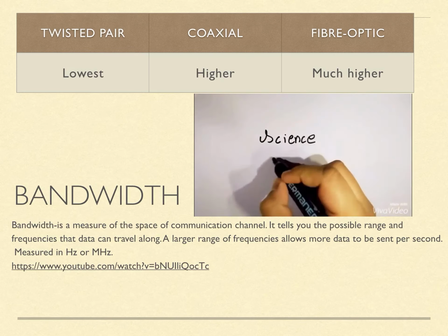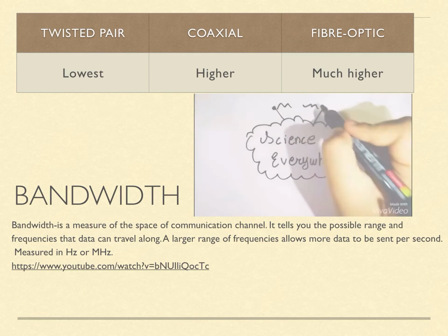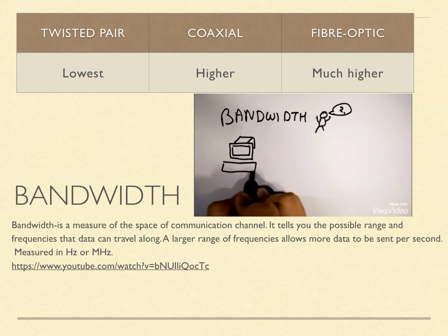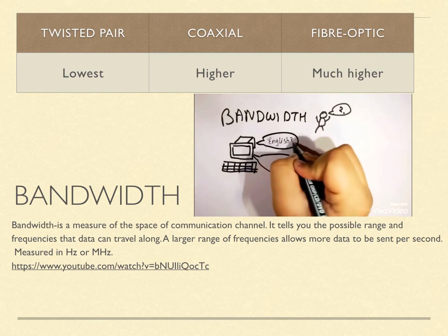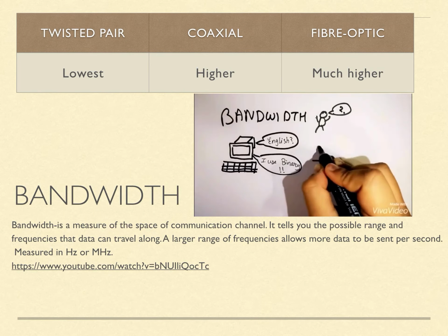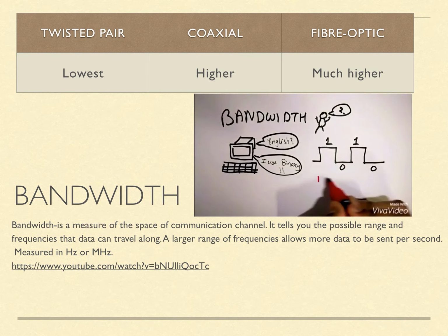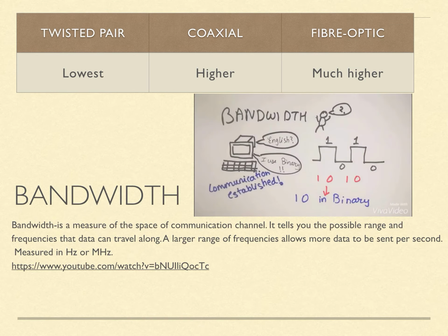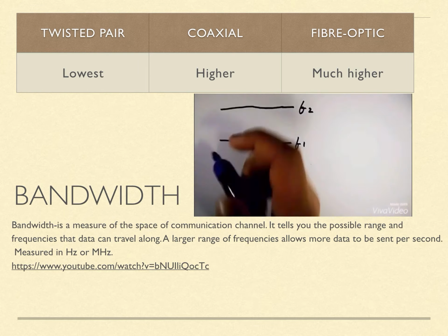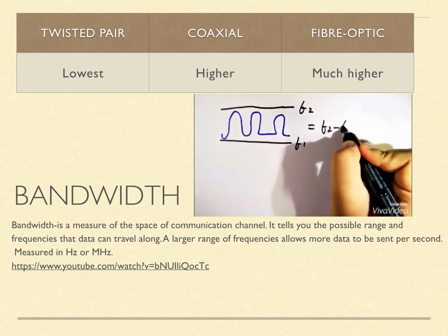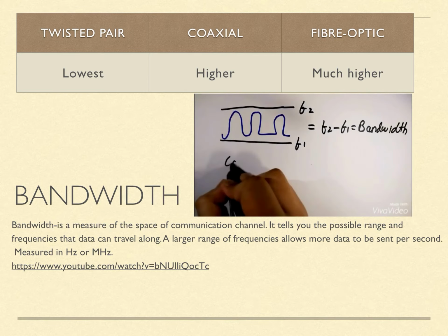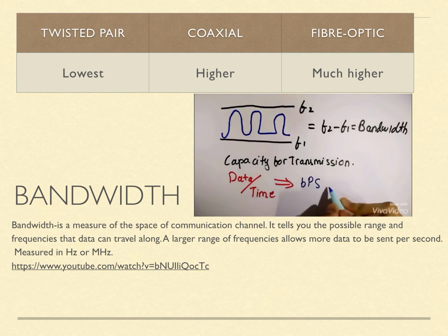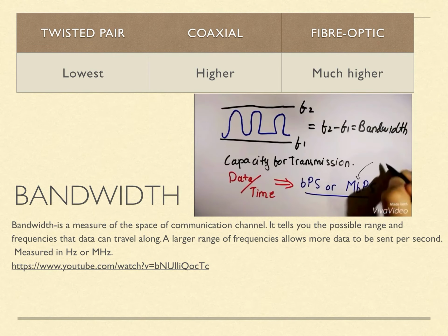Hello and welcome to Science Everywhere. Bandwidth. We have heard this term, but what does it mean? Computers use the binary language of ones and zeros to communicate with each other. These signals of ones and zeros are transmitted as electric pulses. A high pulse indicates a 1, while a low pulse indicates a 0. Coming back to the original question of bandwidth, bandwidth is the frequency range over which a signal spans itself. Such type of bandwidth is measured in a unit known as hertz. Bandwidth can also be defined as the data transmitted per unit time, which is measured in bits per second or megabits per second.